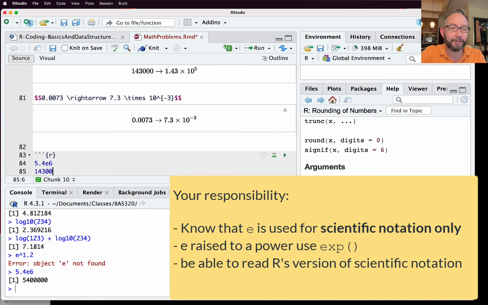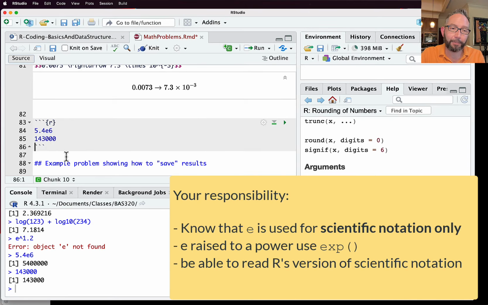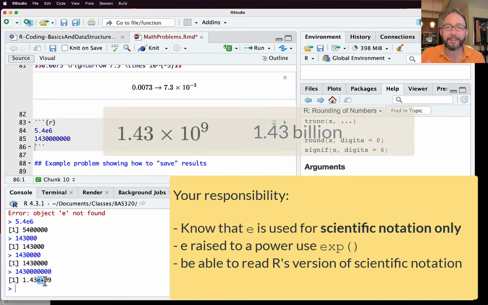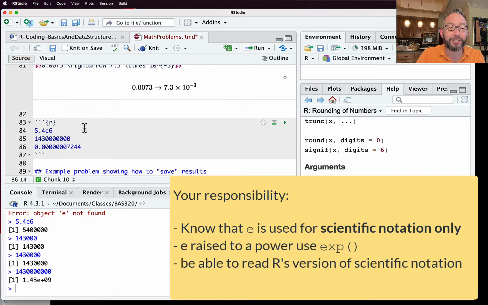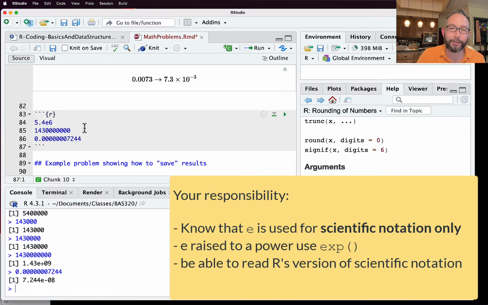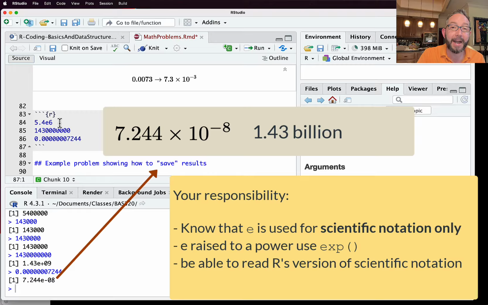If I were to type out 143,000, no problem. If I were to type that with that one additional digit, no problem. If I keep adding digits, though, R eventually is going to say, hey, let me help you out. Let me write this in scientific notation. So when we see the e plus and then something, that's just shorthand for times 10 raised to this positive power. Likewise, for a number much less than 1, 7.244 times 10 to the minus 8th power. Minus 8 just means, hey, there's a lot of zeros before that first non-zero digit. It's a number much smaller than 1.